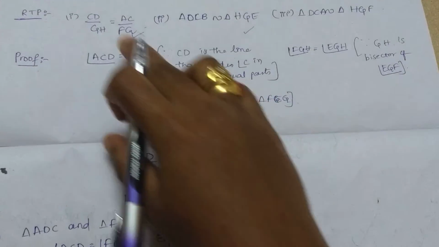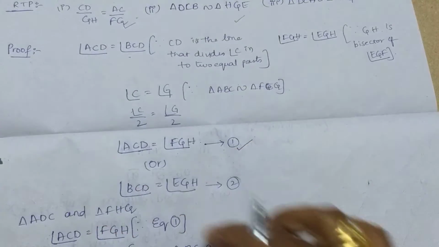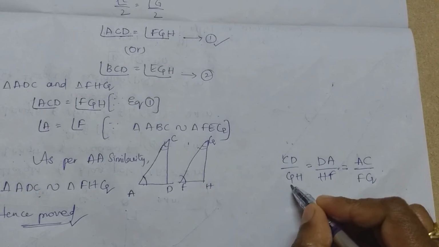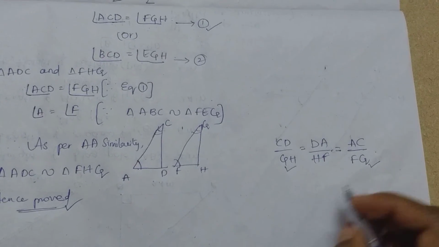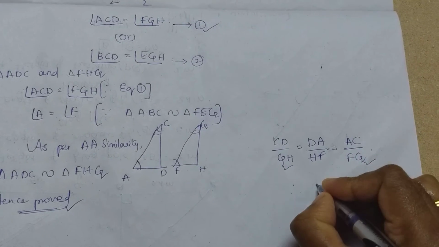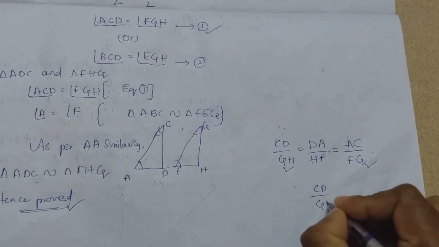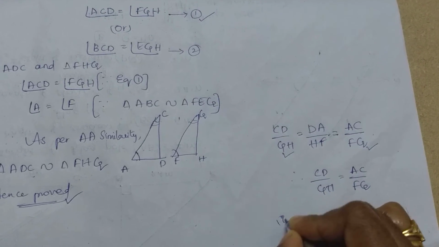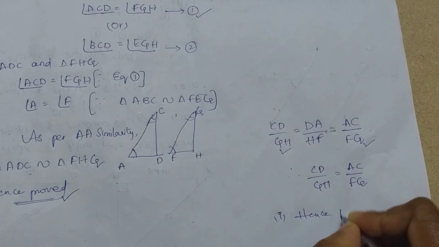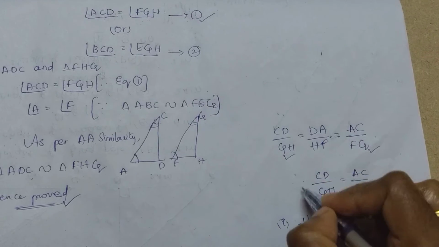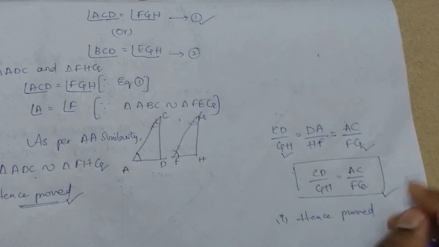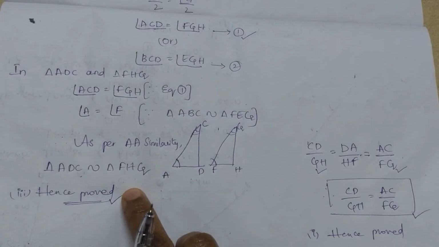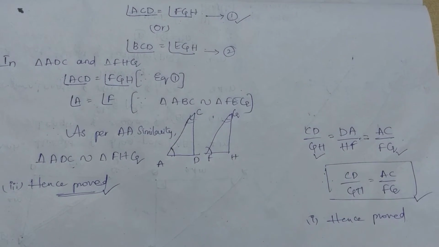But in the required to prove part, what do we have to prove? CD by GH equals AC by FG. Let's see here. CD by GH equals AC by FG. It is proved, right? Therefore, CD by GH equals AC by FG. So the first sub question is also proved. So we have solved sub question 3 and sub question 1. Now let's solve sub question 2.